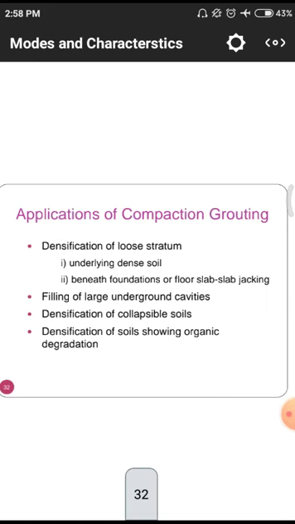And densification of collapsible soils. Collapsible soils means soils having low shear strength and poor physical and technical parameters. Those are simply collapsible soils. In those conditions also we have to utilize these grouting techniques. And densification of soils showing organic degradation.